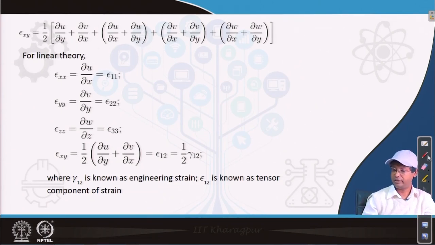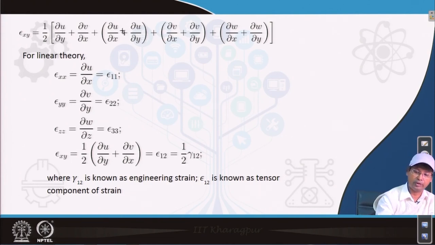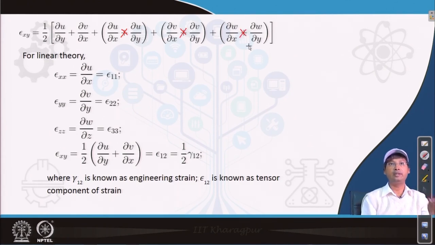not plus, please note that it is a typographical mistake. This is multiplication, this is also multiplication, and this is also multiplication. Do not think that it is deleted. These plus signs have come by mistake, but if you observe the previous expression, you can easily get it, but for correction purposes it has been corrected here.